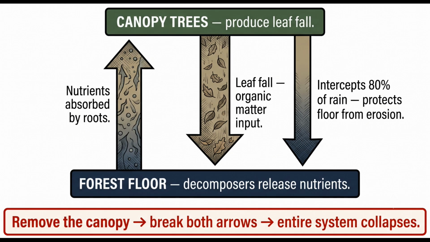The forest floor feeds the canopy: decomposition releases nutrients into the thin soil, and canopy tree roots absorb those nutrients to build new growth. The canopy also protects the forest floor. By intercepting 80% of rainfall, it reduces the force of rain hitting the ground, preventing erosion of the thin topsoil. Remove the canopy, and you simultaneously remove the nutrient input to the cycle, the rainfall protection, and the forest floor microhabitat conditions. All three break together.